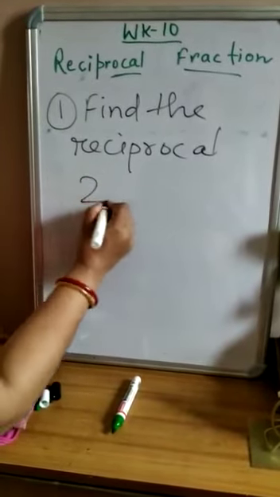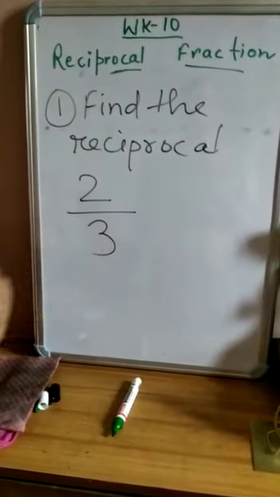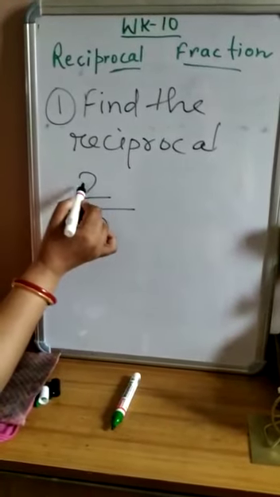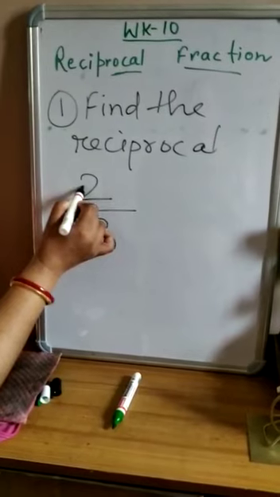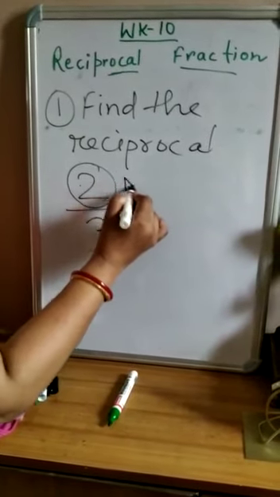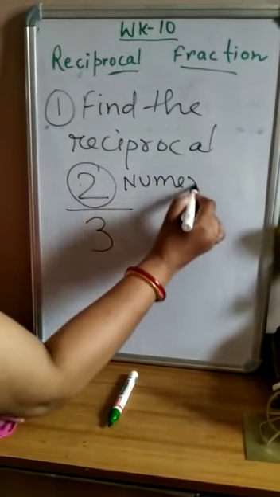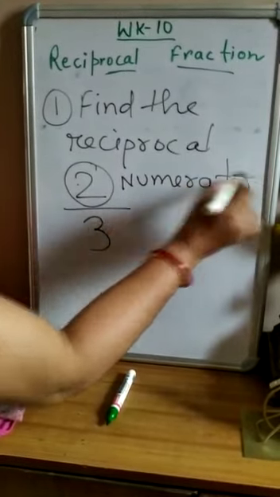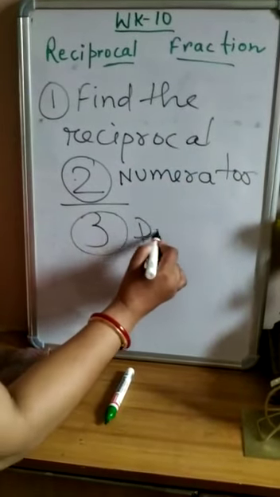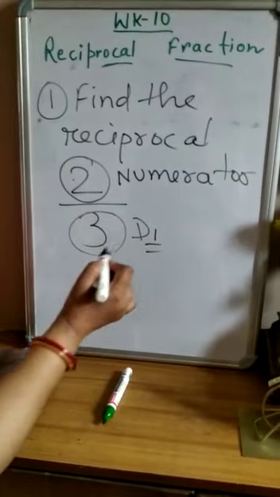Let us take the example 2 by 3. 2 by 3 is a fraction. What is the numerator of 2 by 3? It's 2. 2 is the numerator, children. And what is the denominator? 3. 3 is the denominator.